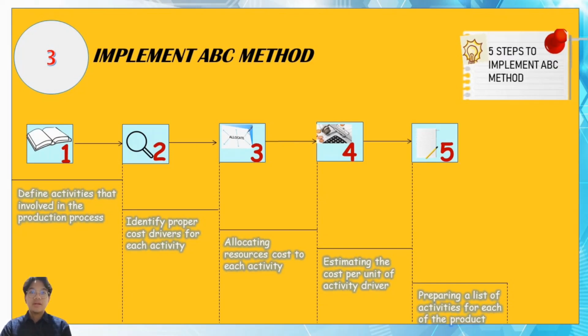Identifying a proper cost driver for each activity will be the second step. After identifying the activities involved in the production, the proper cost driver of each activity should be identified. A cost driver is the root cause that affects the expenses of the production operation. Management will be able to determine the real cost to perform an activity.